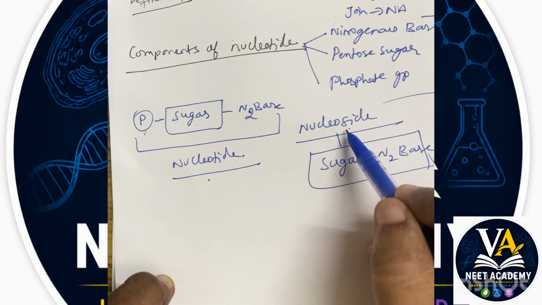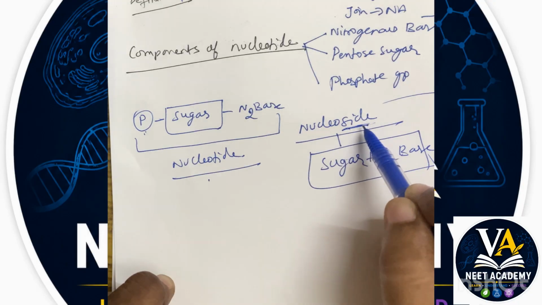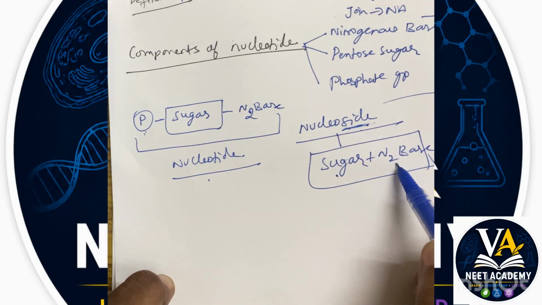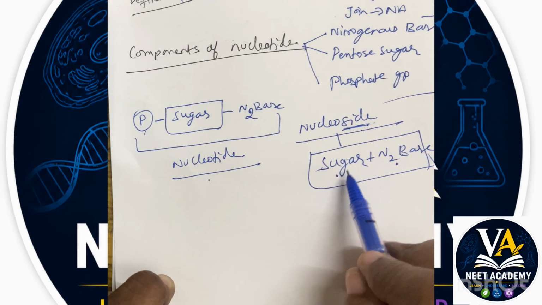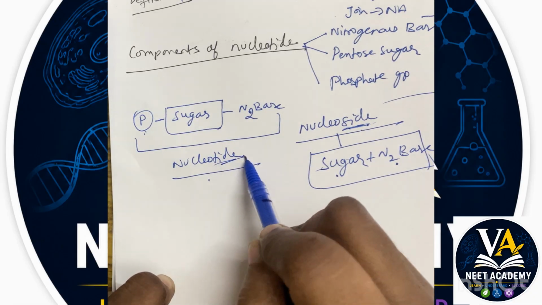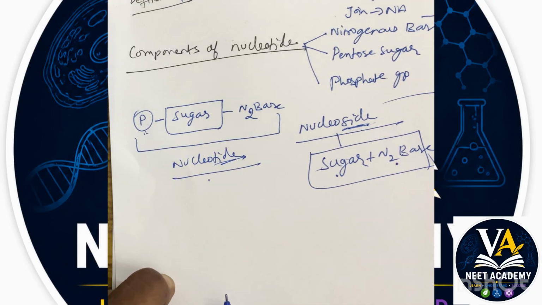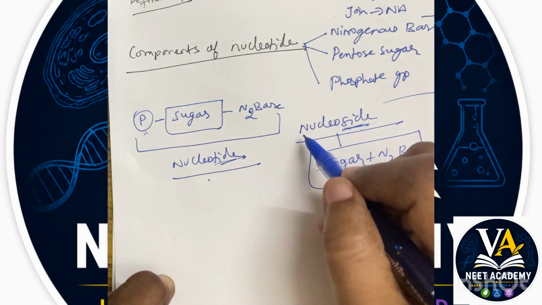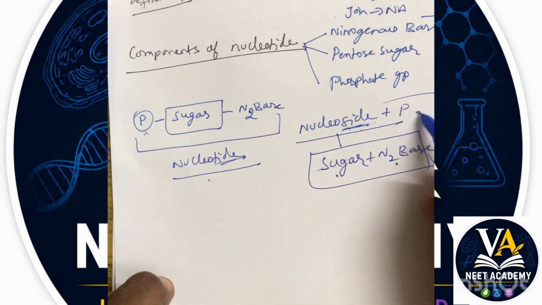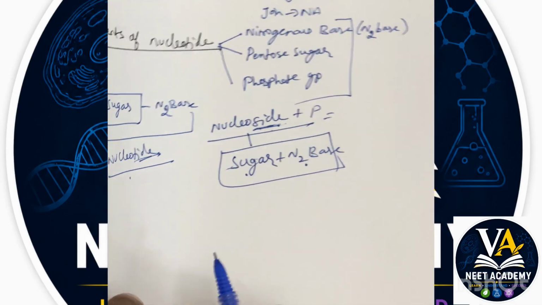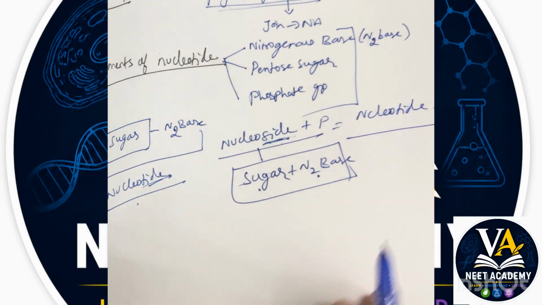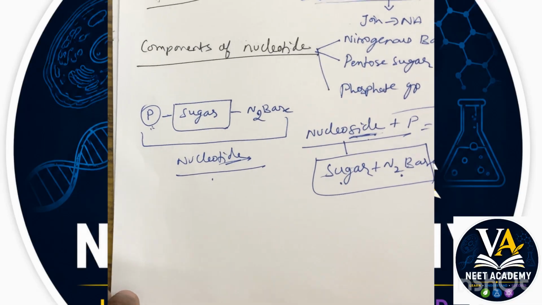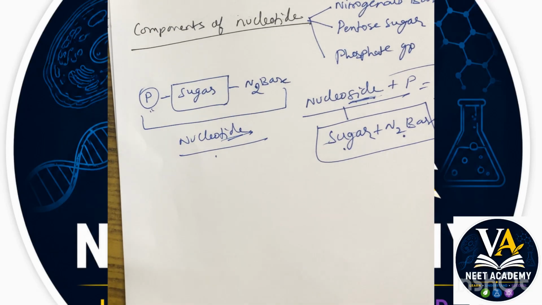Do not get confused students, nucleoside, SSIDE, means sugar and nitrogenous base. Just remember, S is there, nitrogenous base is there. Tide means you have an addition of phosphate, nucleotide. So nucleoside when attached to a phosphate is equal to what? Is equal to nucleotide. Clear? Hope it's clear students. So this is about a nucleotide.